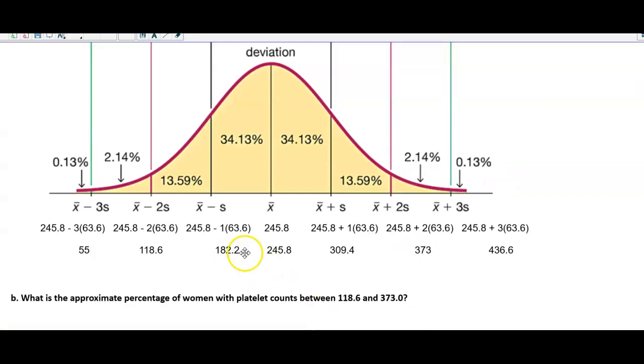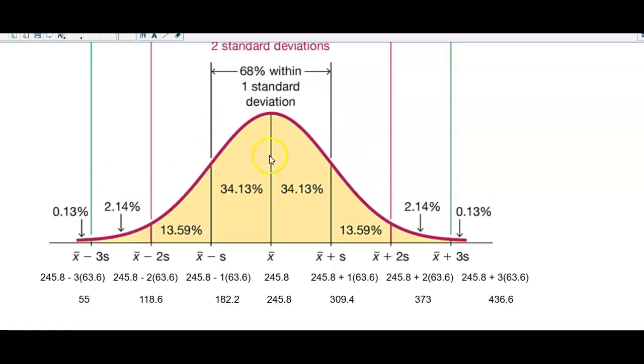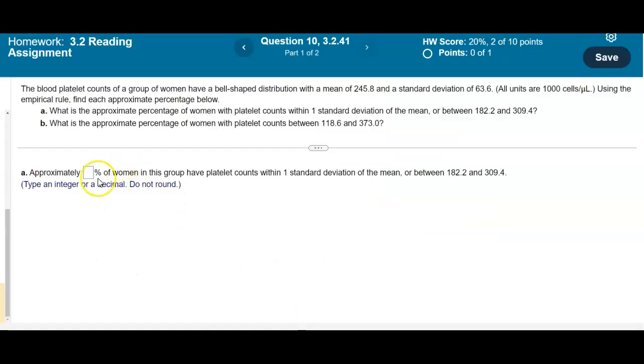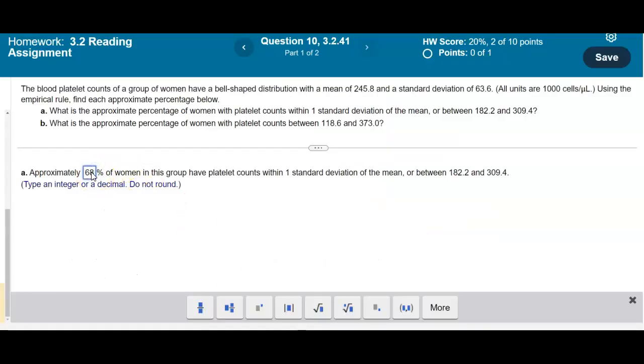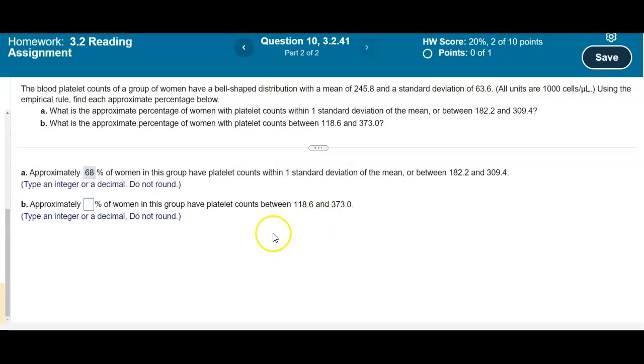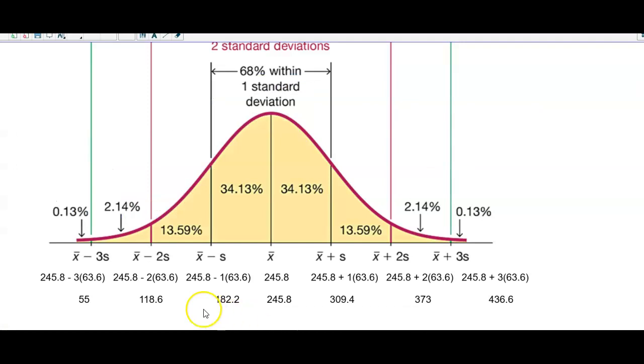Well, between 182.2 and 309.4, we're looking at 1 standard deviation from the mean, which is going to be 68%. So therefore, our answer is going to be 68%. Now we want to figure out approximately what percentage of women in this group have platelet counts between 118.6 and 373.0.